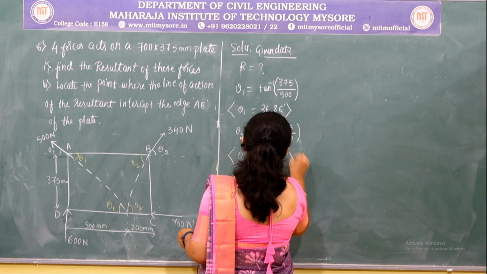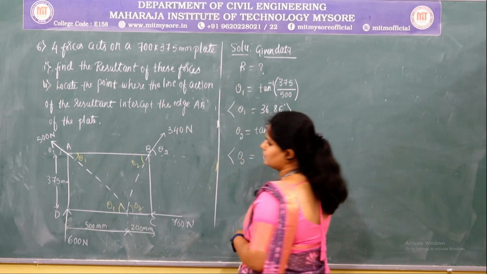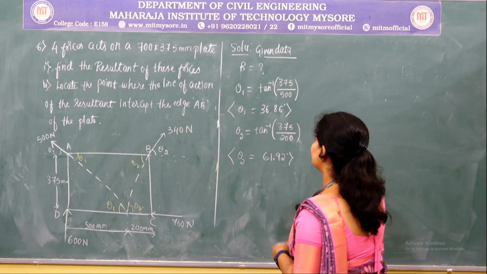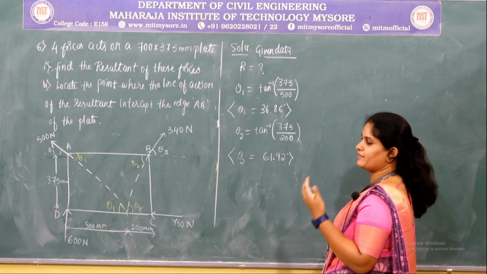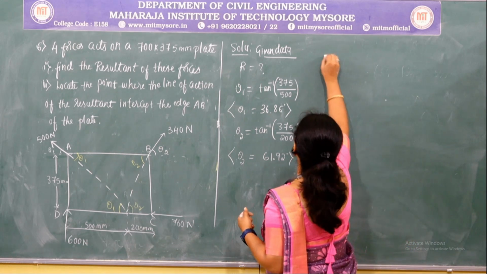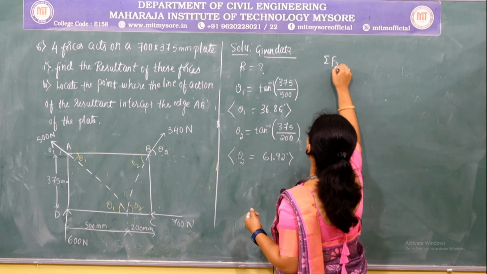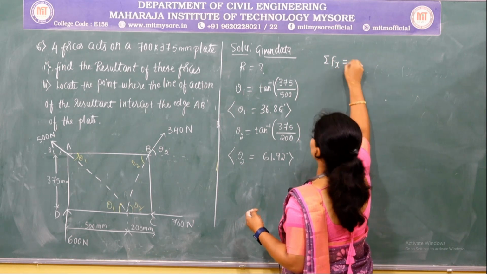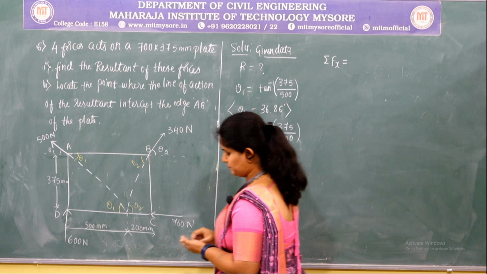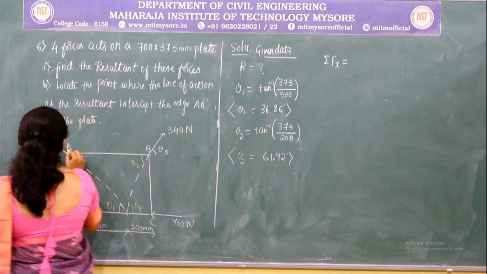and the value of theta 2 as 61.92 degree. So in order to find out the resultant, we need the value of summation of Fx and Fy. So first we shall consider summation of Fx, which is equal to, so at point A, first we shall resolve this given force.